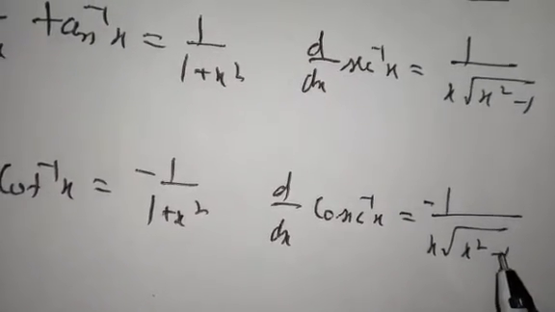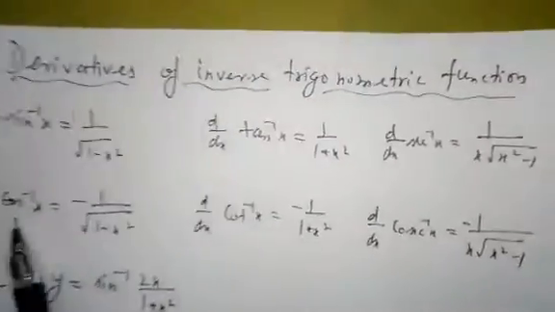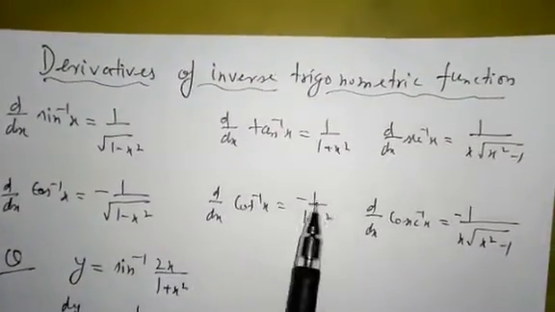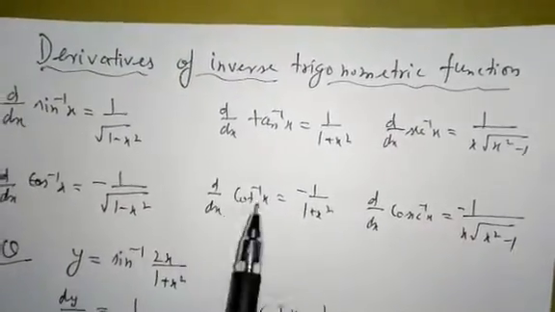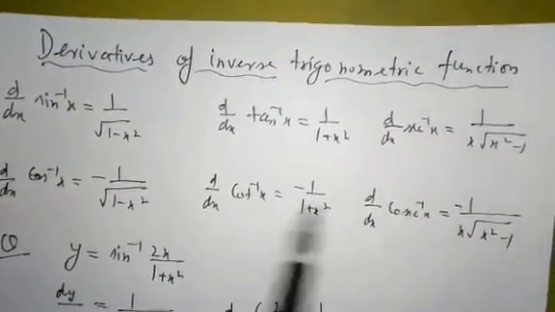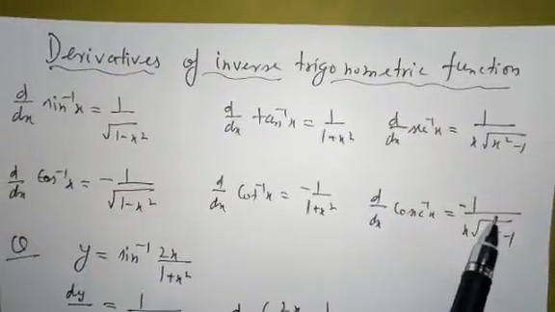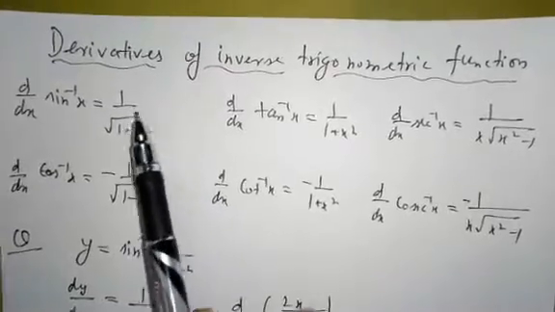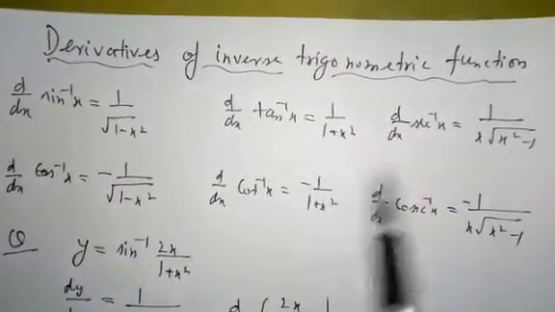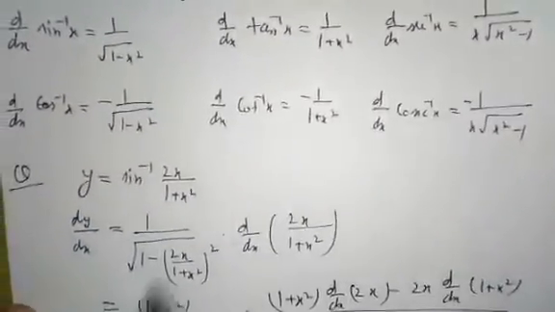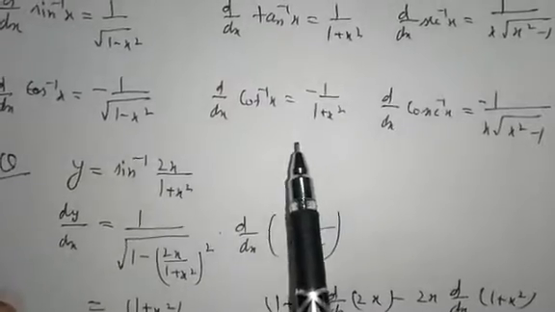So we observe here that those trigonometric functions starting with c, cos, cot and cosec, have a minus sign in their derivative, and the other part is the same. Now let us make it clear how we use these derivatives in questions.